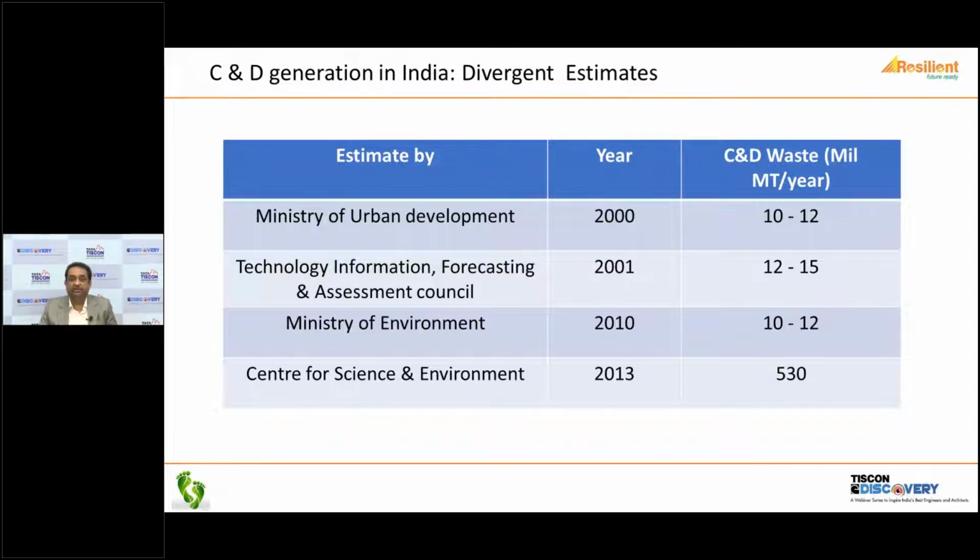It's too much to really understand where we actually lie between 10 million tons and 530 million tons. It also shows that there is a lack of actual understanding about how much construction demolition waste is actually being generated in the country, and without understanding how much is generated, any kind of fixing the problem will be very difficult to start with.